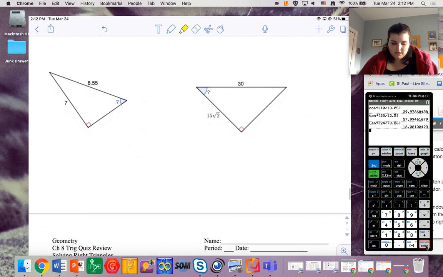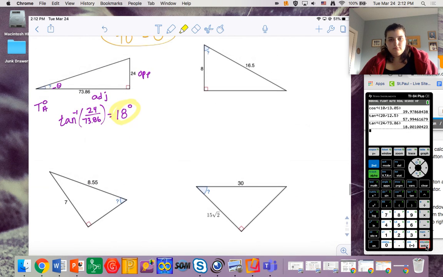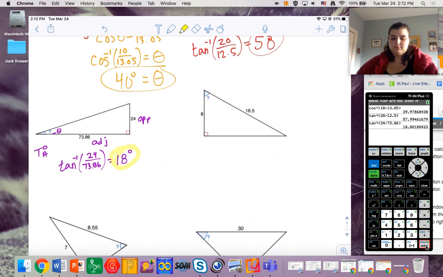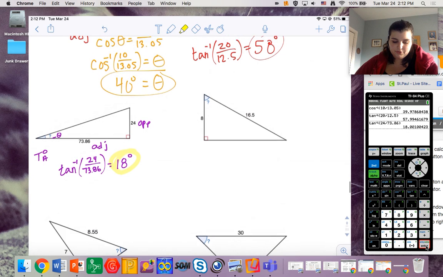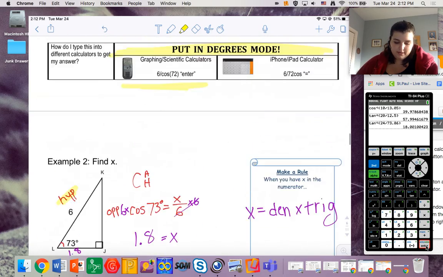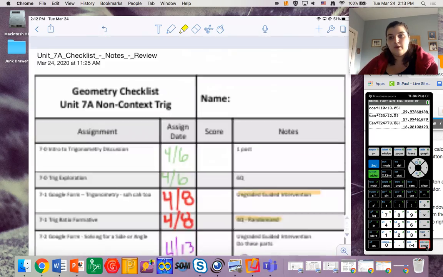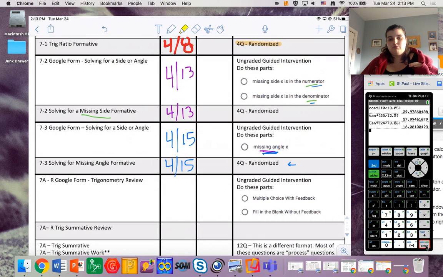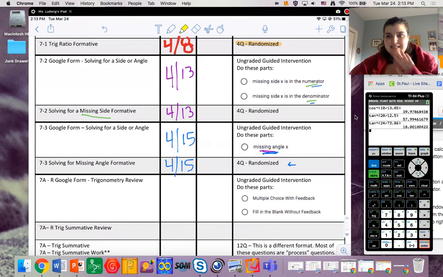And then you just have a couple more practice problems, and we're on to the review. So I'll leave those as an exercise for you. Remember that you have 2 assignments, again that Google form to help you make sure you're doing it right as you go, and also that 4-question formative. All right, bye.